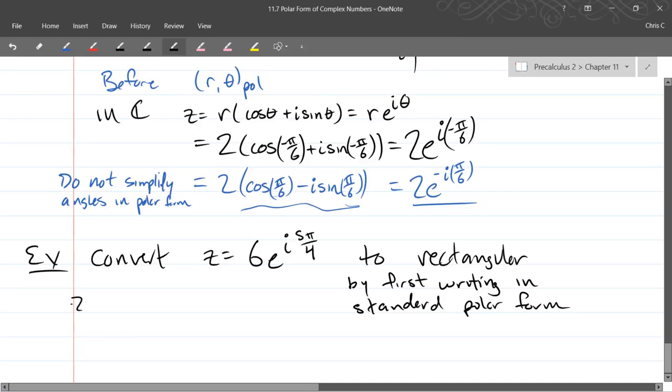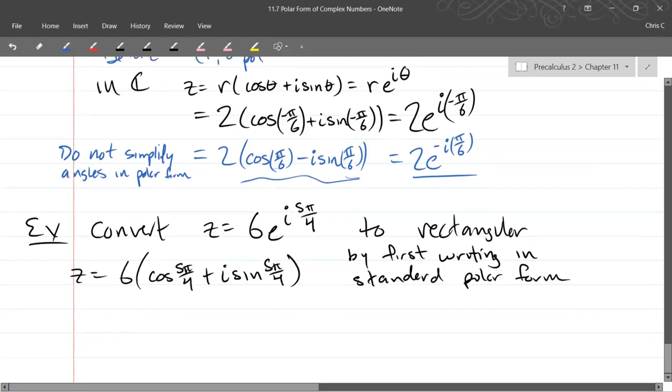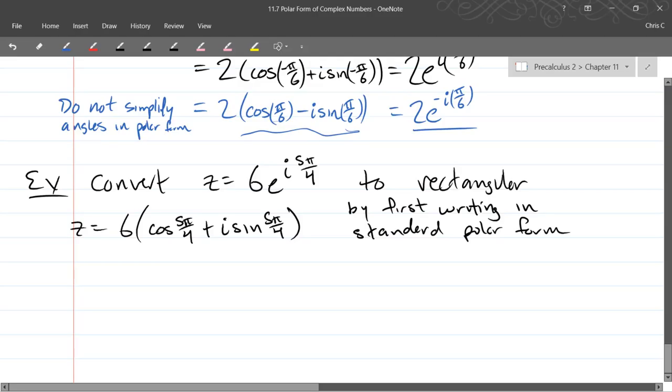So write this in standard form. r is 6. Theta is 5 pi over 4. So we just rewrite it like that. And now, all you have to do is evaluate the cosine and sine and distribute. So evaluate cosine and sine, and then distribute your 6 across. That's all you have to do.